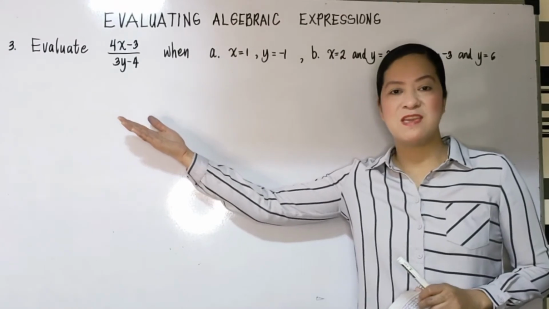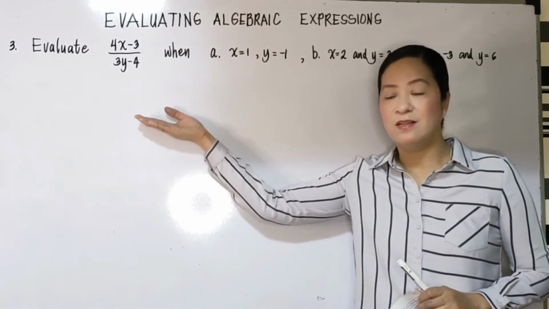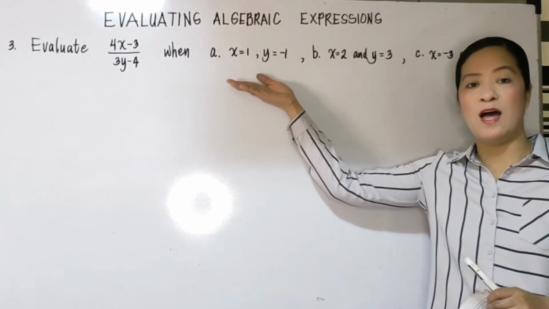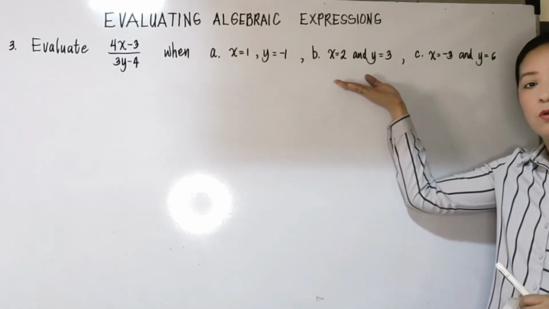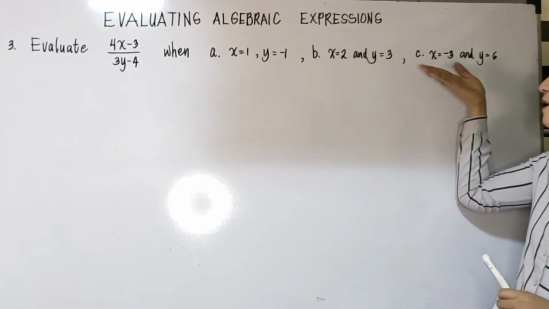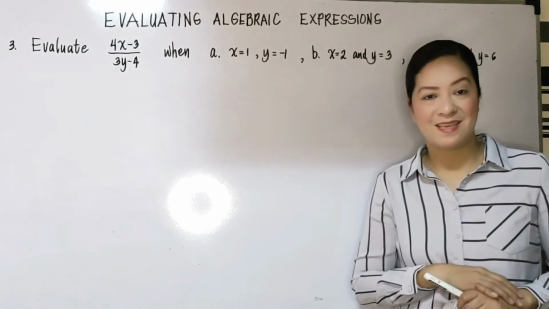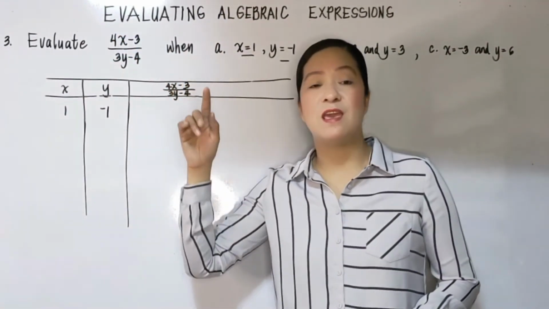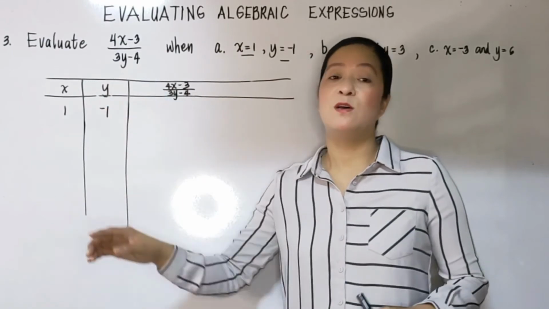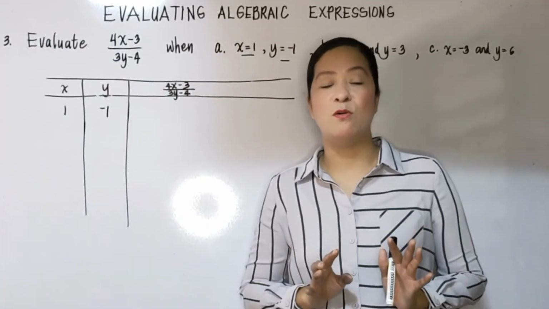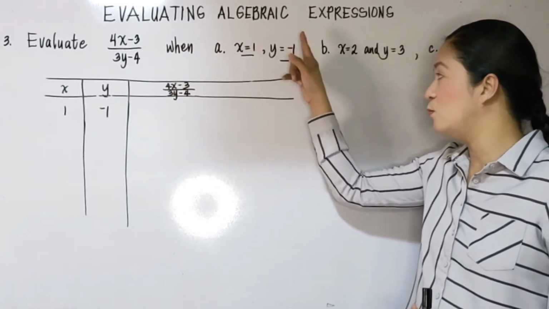So for example number 3, evaluate (4x minus 3) over (3y minus 4) when x is equal to 1 and y is equal to negative 1. Letter B, x is equal to 2 and y is equal to 3. Then letter C, x is equal to negative 3 and y is equal to 6. The given expression contains more than one variable. We have the x and the y. So, dapat lang meron tayong value kada variable na nandoon. So, we have x and y.